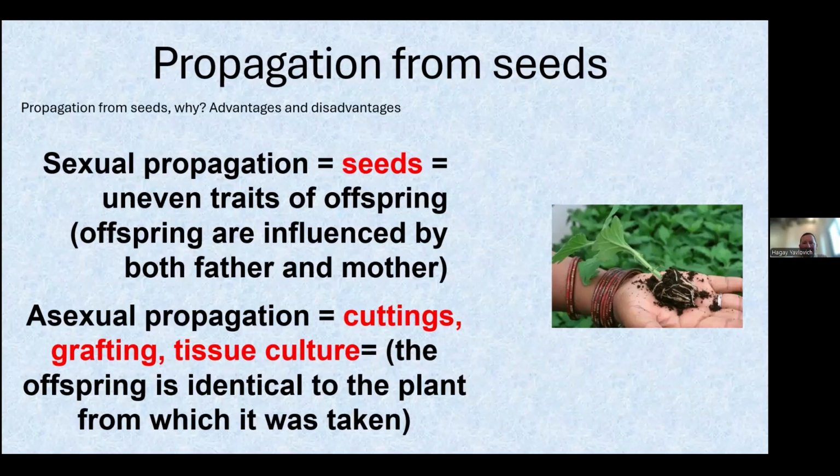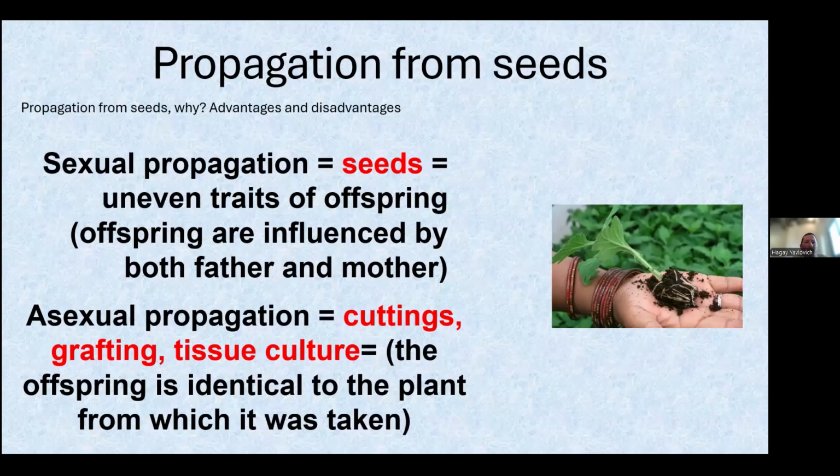When we speak about seeds, seeds are sexual propagation. That means that in your offspring there will be uneven traits. One will be shorter and one will be taller. One will be stronger and one will be weaker. This is something that we want in our forest. We want the forest to be diverse, because if the forest is diverse, it will be stronger. It's good for us. And this is sexual propagation.